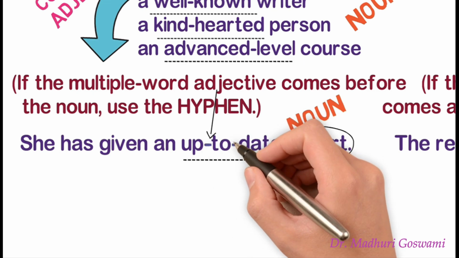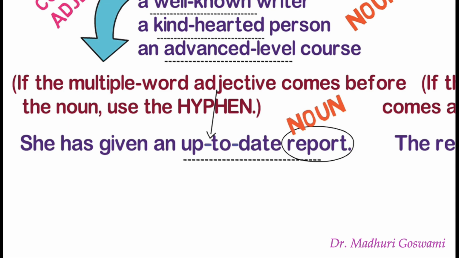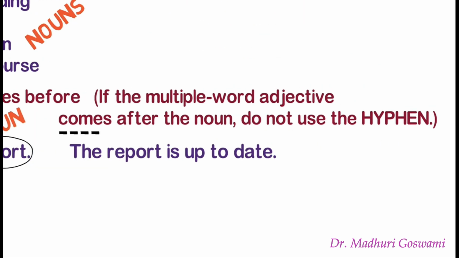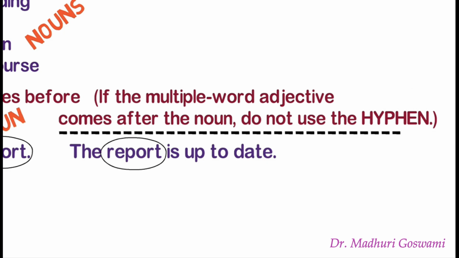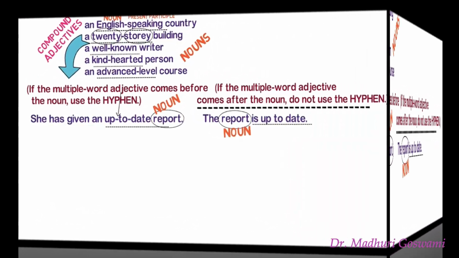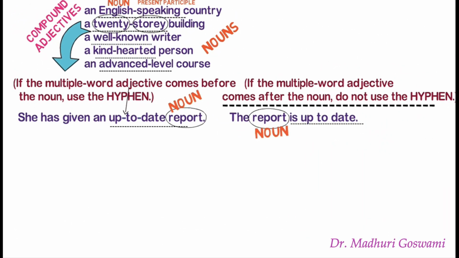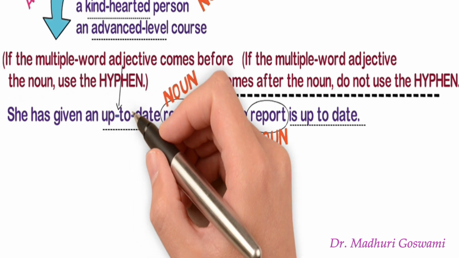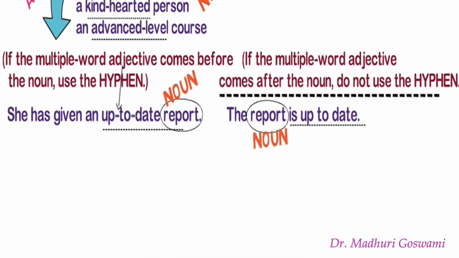इस रूल का अर्थ है यदि किसी सेंटेंस में एक कंपाउंड एडजेक्टिव जिस नाउन को डिस्क्राइब कर रहा है उससे पहले रखा गया हो तो उस कंपाउंड एडजेक्टिव में हाइफन का यूज किया जाएगा। परंतु यदि किसी सेंटेंस में मल्टी वर्ड एडजेक्टिव नाउन और वर्ब के बाद प्रयोग किया गया हो तो हाइफन का यूज नहीं किया जाता, हाइफन को ओमिट कर दिया जाता है। फॉर एग्जाम्पल, शी हैज गिवन एन अप टू डेट रिपोर्ट। इस सेंटेंस में अप टू डेट में हाइफन का यूज किया गया है because the adjective comes before the noun.